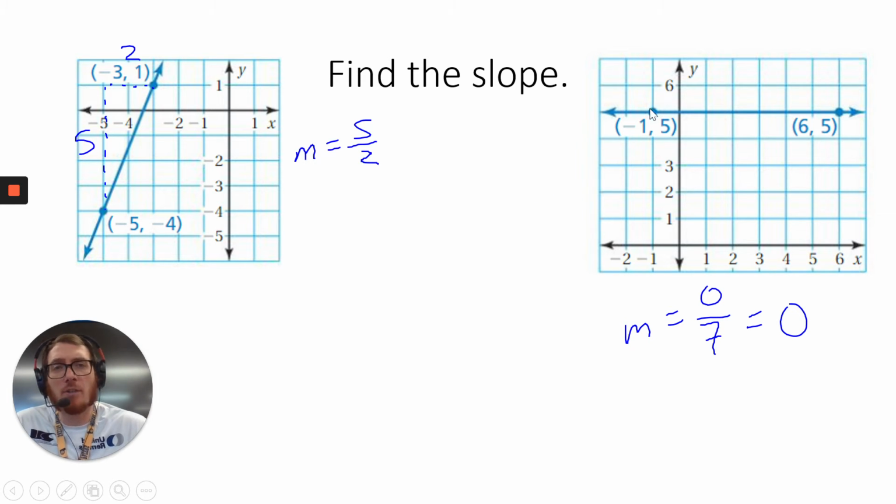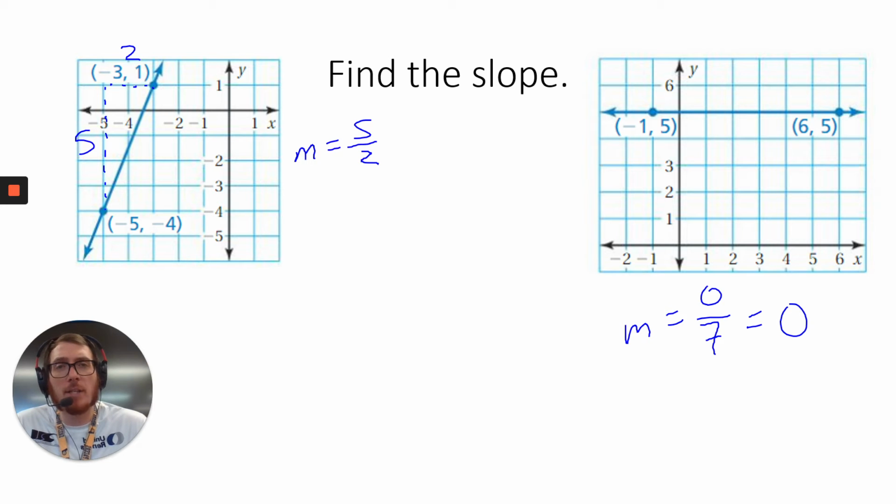The next question, notice I didn't draw a triangle because I didn't go up or down at all. I just went over to the right 7. So that would mean my rise, the change in y, is 0, divided by 7, which is still 0. This makes sense because I didn't rise at all or fall any from the first point to the second point. So my slope is 0, which means it's a horizontal line.